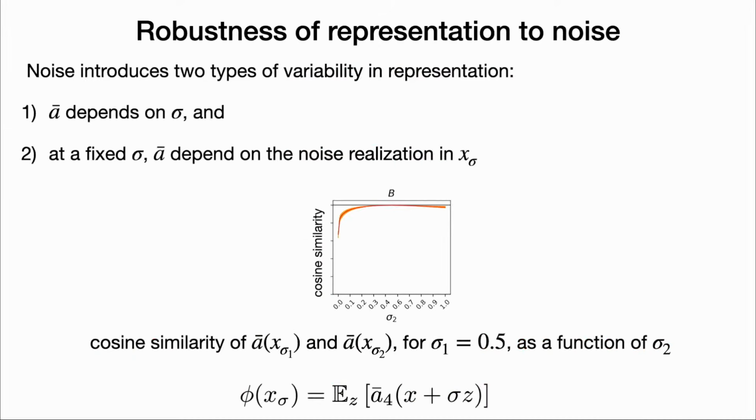All right, another complexity with the UNet is that the representation is dependent on the noise level and the noise realization. We can get rid of the dependency on the noise realization by taking the mean of many, many realizations. And we also observe that the representation is quite stable to the noise level when we look at the cosine similarity between representations as we increase the standard deviation of the noise.